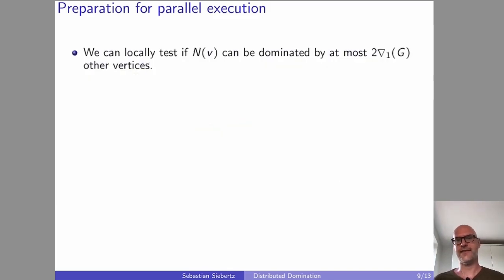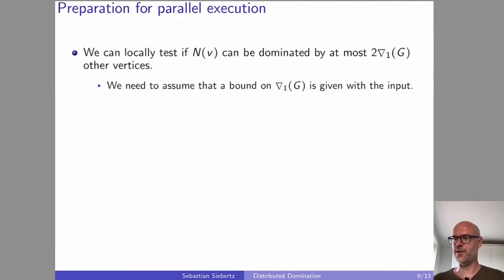Now we can locally test if the neighborhood of a vertex can be dominated by a few vertices. If this is not the case, then we can simply add the vertices to a dominating set. Observe that we need to know a bound on this nabla 1 coming with the input. This is also the case for the work of Chigrinov et al., because this nabla 1, or also the topological minor that is excluded, is not a local property but a global one. So we need this as given with the input. For example, if we are working with planar graphs, we need the number 3 given with the input.